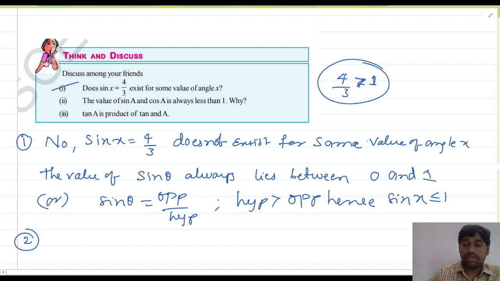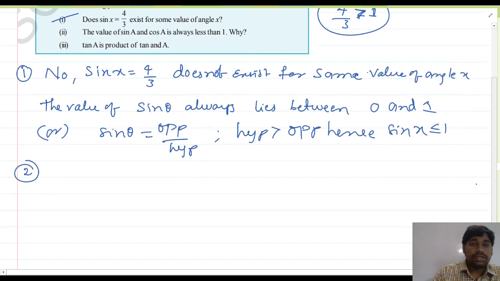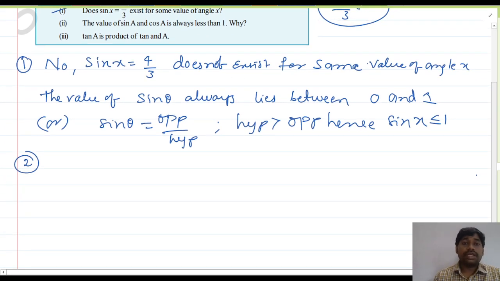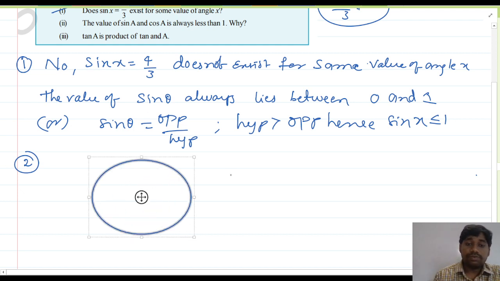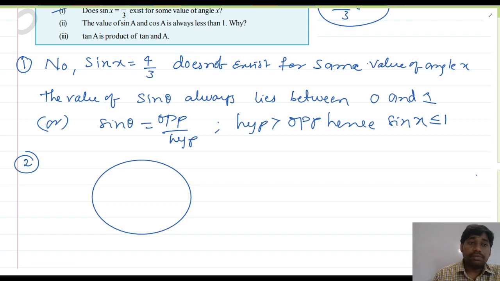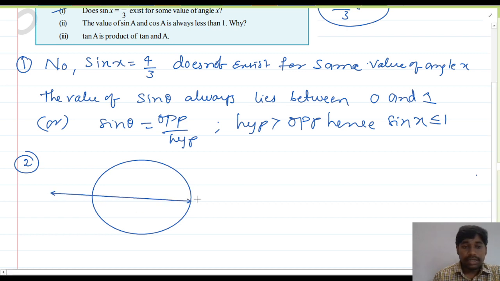Second question, if you see properly, what are they saying? The value of sin A and cos A is always less than 1. Why do they lie less than 1, they are asking. So take a circle with 1 unit radius. As the radius is 1, we can say simply that the radius of this circle becomes 1.